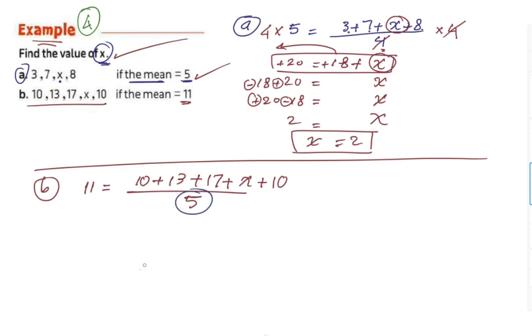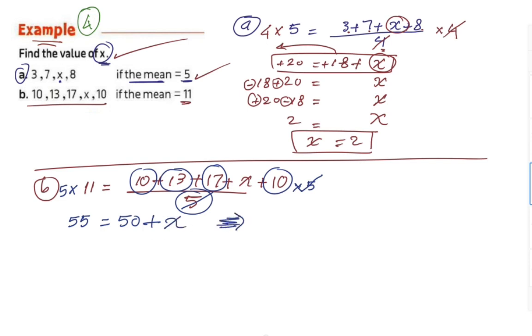To get rid of this 5, I will multiply by 5 on both sides. So 5 times 11 equals 55, and the 5 will leave this 5. So I have 10 plus 13 equals 23. 23 plus 17 equals 40. 40 plus 10 equals 50, plus x. Now I have this equation: 55 equals 50 plus x.